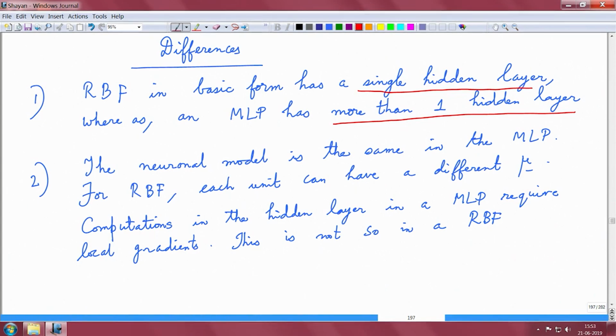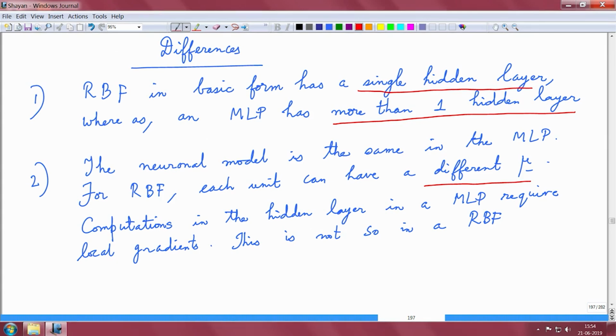The second difference, the neuronal model is the same in the case of MLP, that is, every neuron in every layer of the multilayer perceptron has the same activation function, whereas for the RBF each unit, that is the radial basis function unit, can have a different mu depending upon your cluster mean that you can compute and then feed that information into the RBF network. You can have a different mu, but typically from a practical standpoint we assume the sigma square to be the same for all the units.